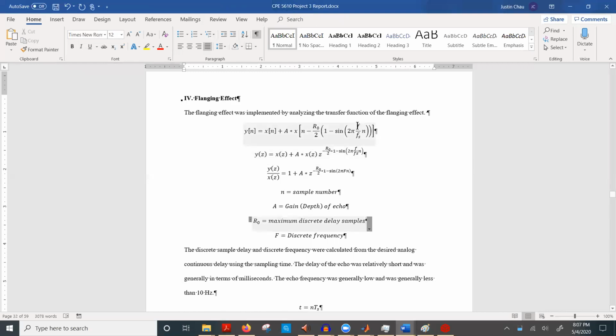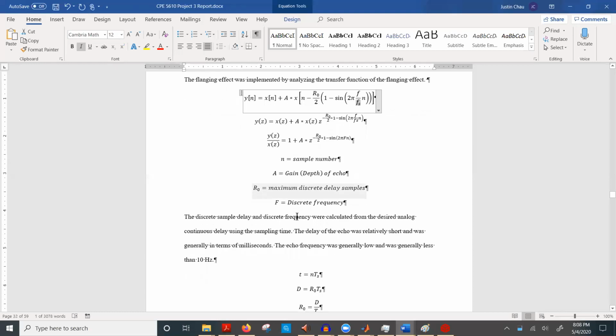We have F, which is going to be the discrete frequency. When we think about the flanger effect, we think about the flanger echo having an oscillation frequency. This F is the discrete version of that. If we take the analog frequency of the flanger echo and divide it by Fs, we get capital F, the discrete frequency.